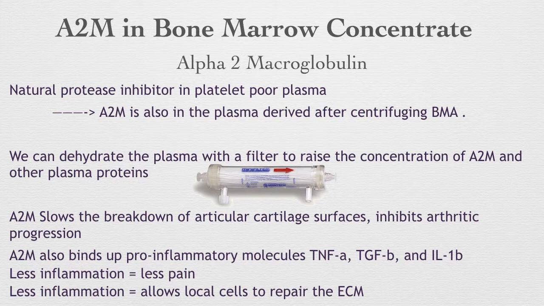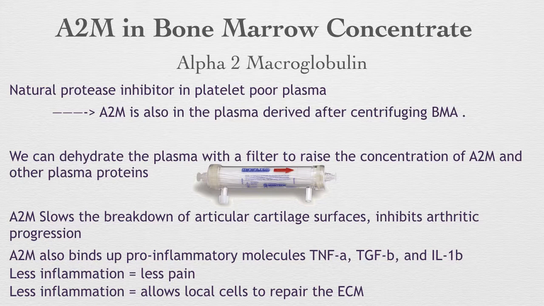It's important to note that just the process of centrifuging, as typically done in the office, will not raise the concentration of these plasma proteins because they're very small. So it's only the process of dehydrating the platelet-poor plasma that we can thereby raise the concentration of things like alpha-2 macroglobulin and IRAP. Clinically, we have many studies now that show that A2M slows the breakdown of articular cartilage. That's another way of saying that we can slow the arthritic progression in many, many joints by using alpha-2 macroglobulin as an intra-articular injection, perhaps.